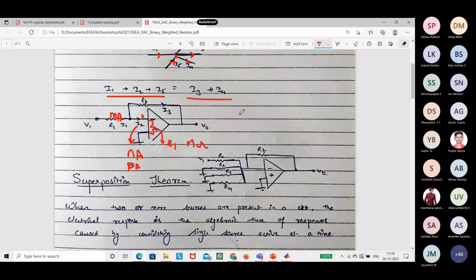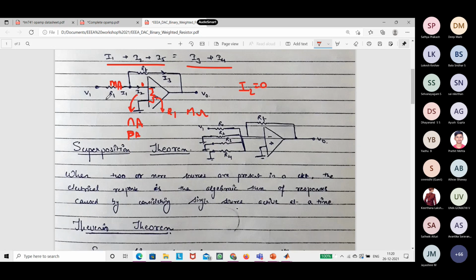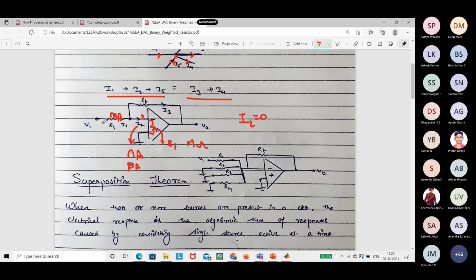Okay, so I2 is basically zero, so whatever current has been flowing from V1 will go through the RF as well towards the output.